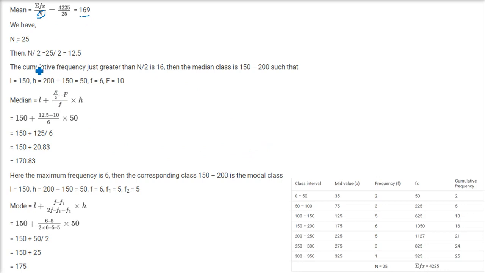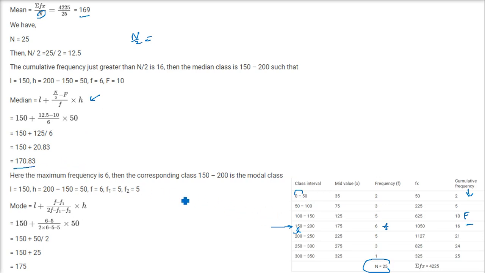In order to find out the median and mode, first of all let us take the median. So we take n by 2. What is n? n is 25. 25 by 2 is 12.5. So we have to take, in the cumulative frequency column, a value which is just higher than 12.5, or 13 you can say, which is 16. So this row will be our row of interest. This will be our L, this will be our F, this previous cumulative frequency will be our capital F. H is what? 50 minus 0, so H is 50. So we put all the values here and we get 170.83.